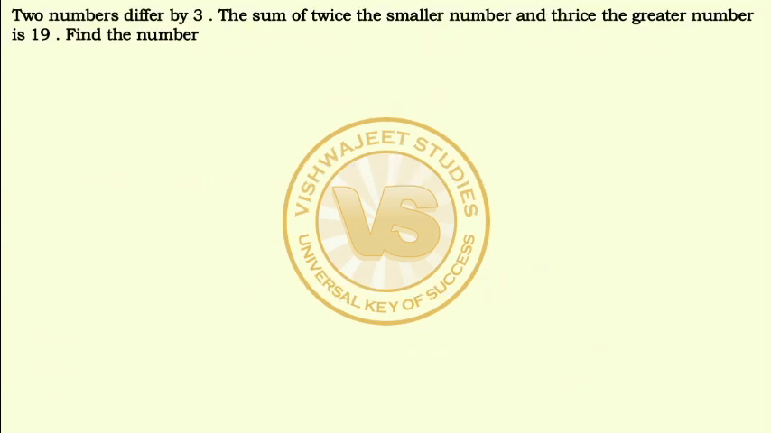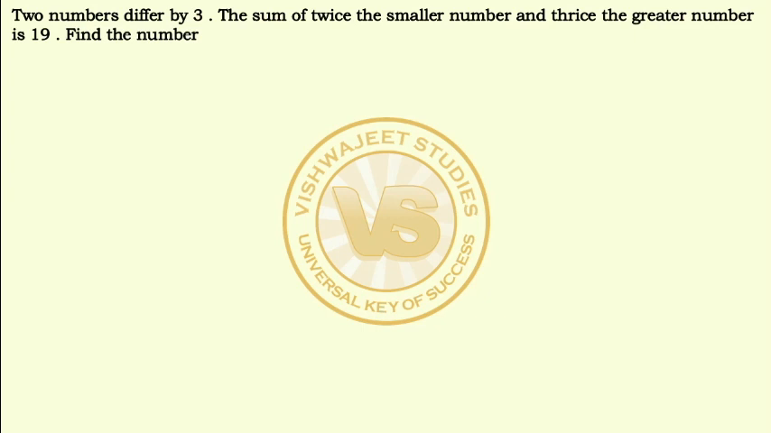First example: two numbers differ by 3. The sum of twice the smaller number and thrice the greater number is 19. Find the numbers. In this word problem, two conditions are given. Each condition gives one equation, and by solving those equations, we will get the answers to the given example.